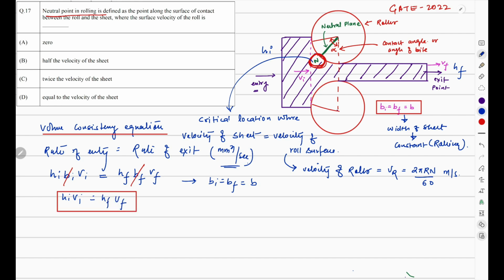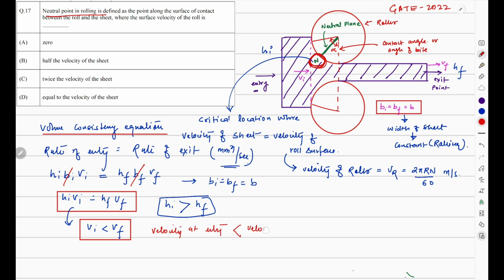Now clearly from the diagram we can see that entering thickness Hi is more than Hf. So from the above equation we can write Vi is less than Vf. This is one of the important relations where we can easily say that velocity at the entry is less than velocity at the exit. Velocity at entry less than velocity at exit. What more information can we extract from this diagram?